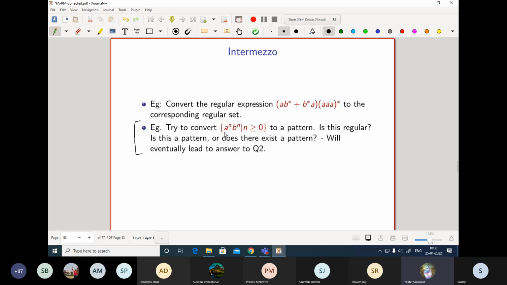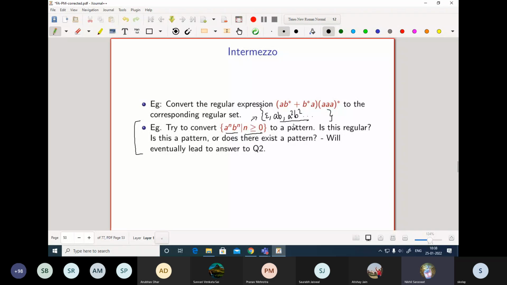Okay, so another thing to think about, suppose I asked you for this particular language, A to the N, B to the N, where N is greater than or equal to 0. So this will be all strings. So what will be contained? You have epsilon, then you have AB, then you have A square, B square, and so on. Right? So can you convert this to a pattern? And also, is this a regular set?